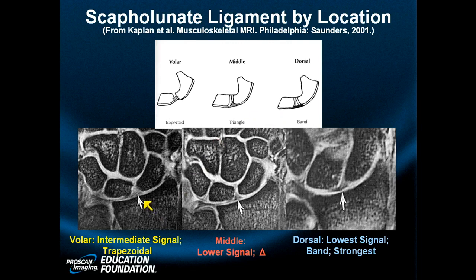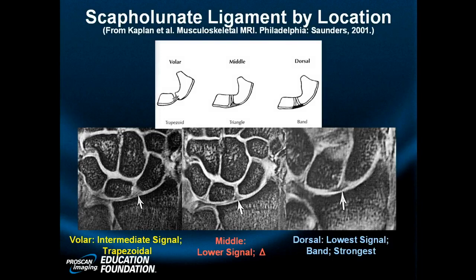The SL ligament has length from anterior to posterior, just like the rotator cuff has length. So we're going to have a volar portion, a dorsal portion, and a middle portion. Sometimes it looks like a band. Sometimes it looks like a triangle. Sometimes it looks like a trapezoid. As long as it's continuous and I don't see arthritis and fluid and spreading, I'm fine.